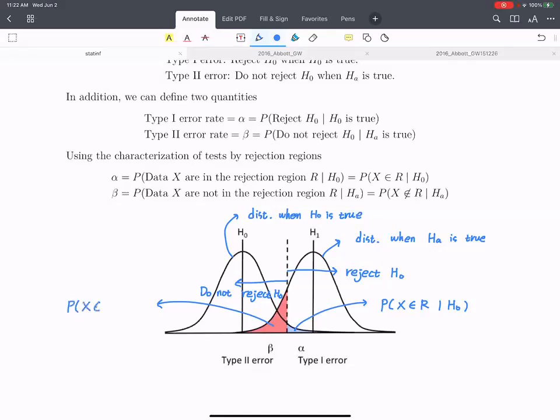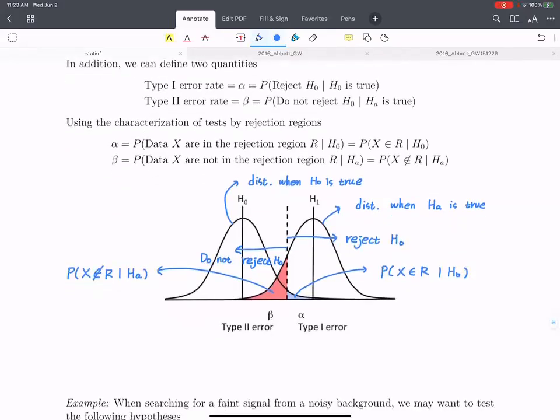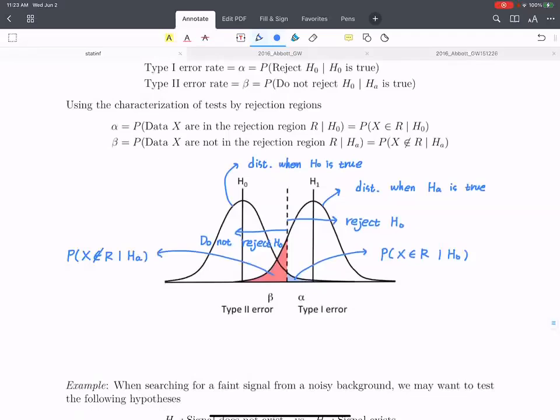And the left tail area of the right-hand side distribution indicates the type 2 error rate, the probability of not rejecting the null when the alternative is true. The phrase "when the alternative is true" is represented by the distribution on the right-hand side, and the red area on the right tail is basically the region where the data is not in the rejection region, because it is left-hand side of the vertical dashed line. So that is some visualization of type 1 and type 2 error rates.